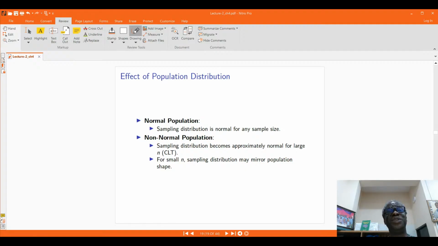So if you look at the shape of the sampling distribution of any statistic and it's not normal, then it's probably giving you the mirror of the population distribution.